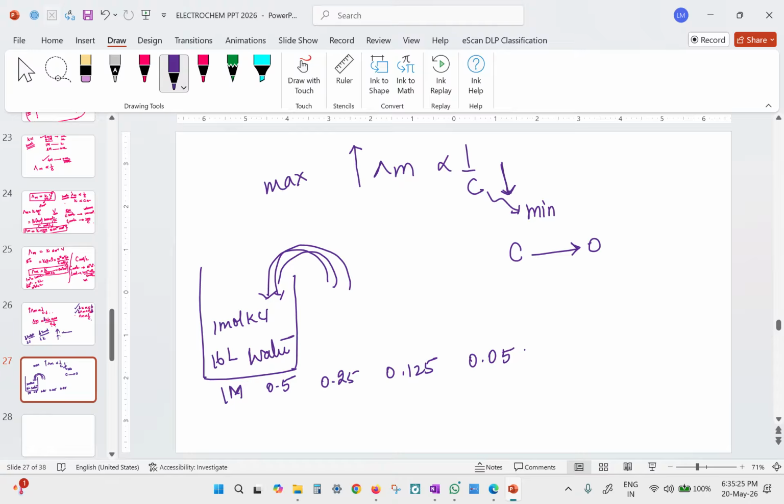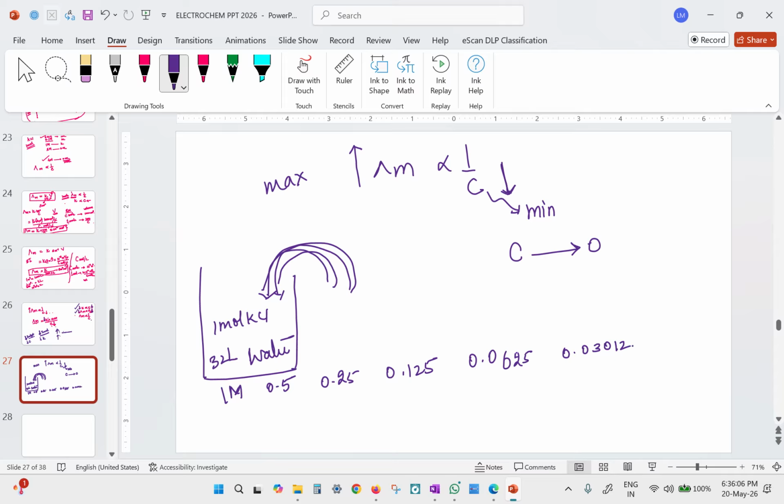Divide and tell me quickly. 0.125 divided by half. How much will it be? 0.0625. Okay. Then again, I'm going to add 16 more liters to make it 32 liters. What will happen? 0.03125, right? And so on.